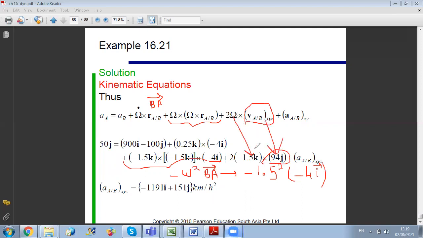PD94J, and omega is clockwise, so it's minus 1.5K. As you can see, the only unknown in this equation will be just acceleration of A relative to B measured with respect to the rotating frame. This notation is when they put small x, small y, small z, meaning measured relative to this frame. While when they just put AB, those are the absolute accelerations of points A and B. Any question on this?